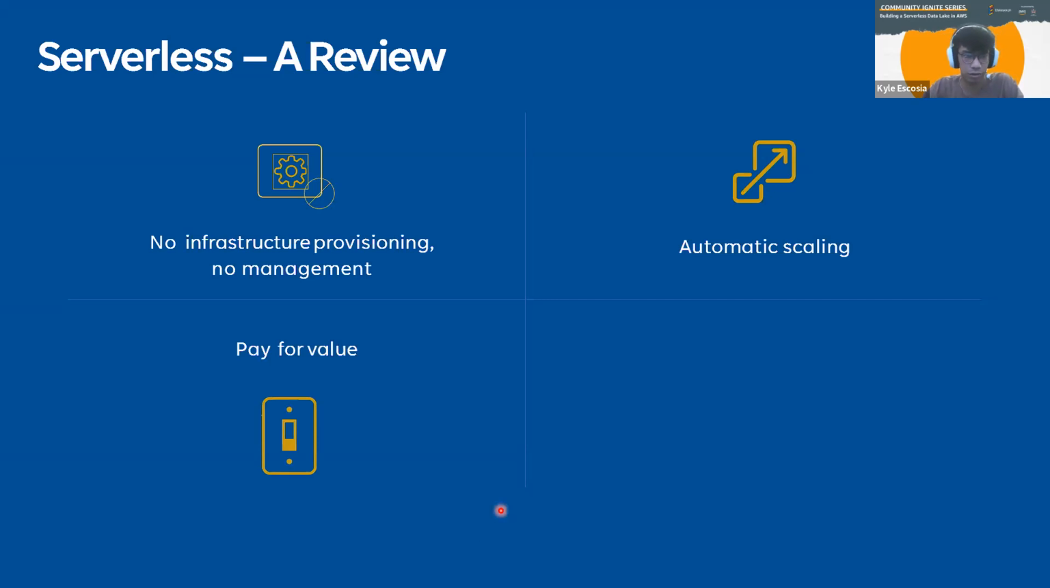So kunyari, you have 2 server, yun lang ginamit mo, yun lang babayaran mo. Kasi usually may mga companies na nagpo-provision ng sobra. So kunyari ang server mo is 5, pero ang current workload mo pa lang naman ngayon is isa lang yung nai-utilize. So usually cost na agad yun sa company kasi hindi mo naman nai-utilize yung 4 na servers. So that's what pay for value means. And of course, highly available and secure kasi minamanage siya ni AWS. Okay.